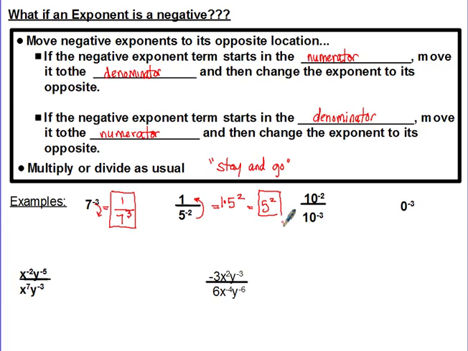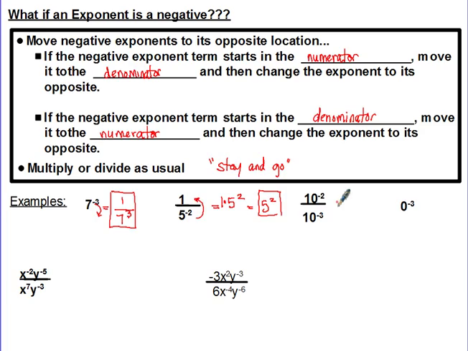This is just learning how to undo that negative exponent. So if the negative exponent's in the numerator, bring it downstairs to the denominator. That's your stay and go. We're going to go and move the negative exponent in the denominator, we're going to go and move it to the numerator.